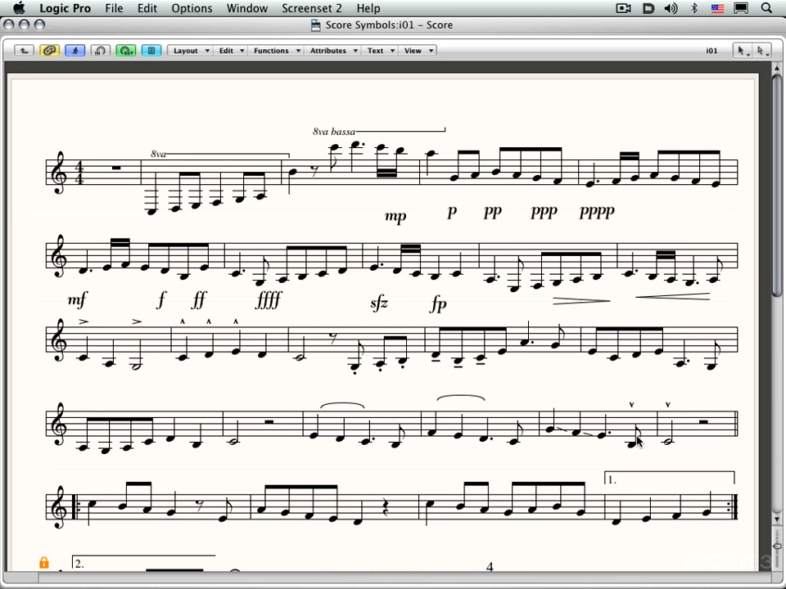Next, we have a marking that's called marcato, another Italian-derived name. And this denotes that it should be played heavily, accented with force. It's similar to an accent, and it even looks similar, but it's a little bit more heavy than an accent.